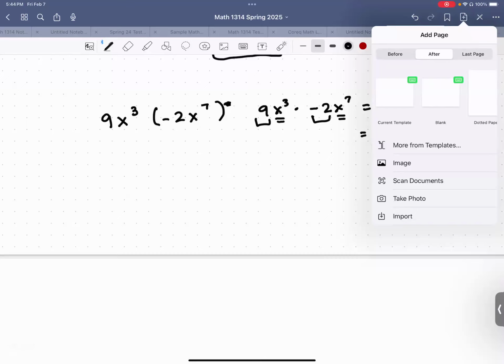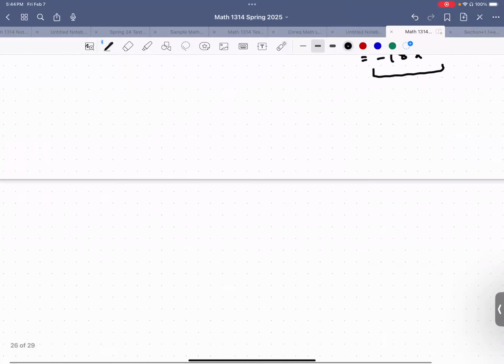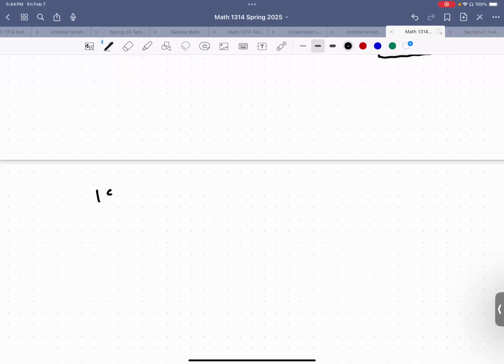So let's say we had something like 15 x squared y to the, let's say, fifth, over, let's say, 20x to the third y to the negative 2. So if we're going to simplify this, we have a lot of different things we can do here. I recommended that we start with the parentheses.